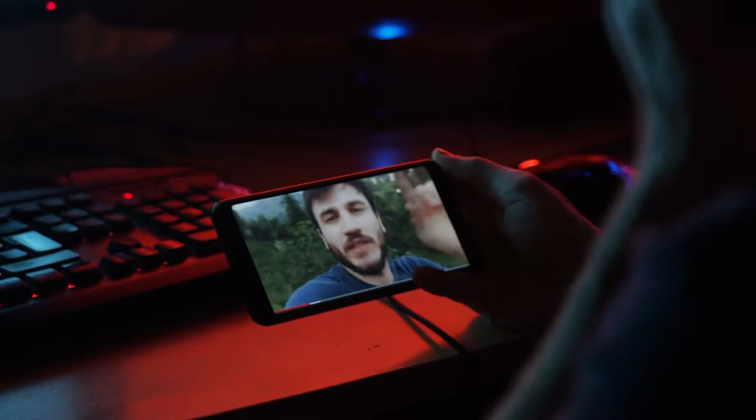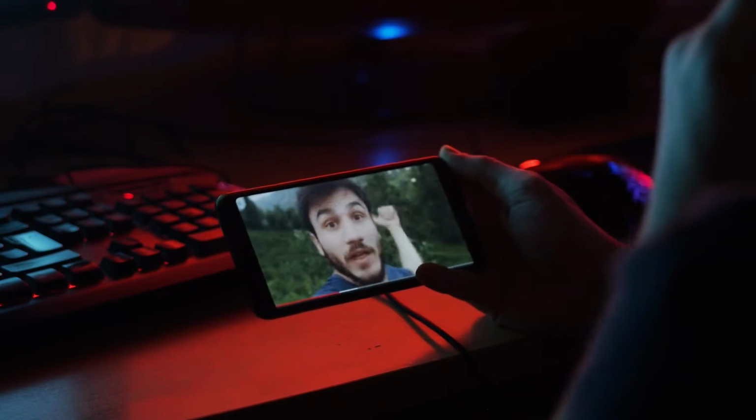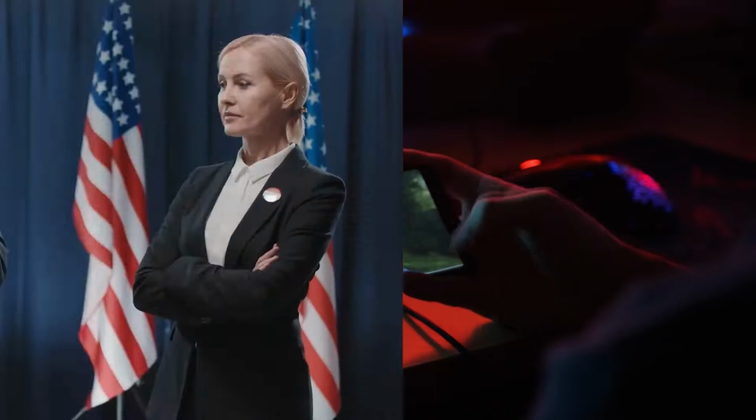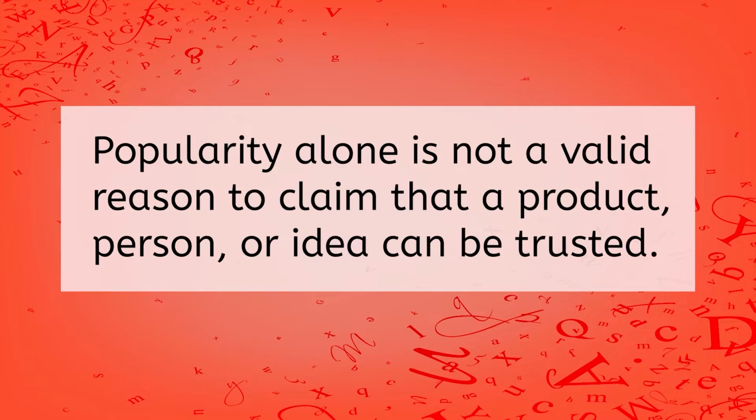Look out for the bandwagon fallacy in commercials, conversations, social media, and political campaigns. Once you realize this logic is faulty, you will be less likely to fall for a bad idea. Popularity doesn't make the issue wrong, but popularity alone is not a valid reason to claim that a product, person, or idea can be trusted.